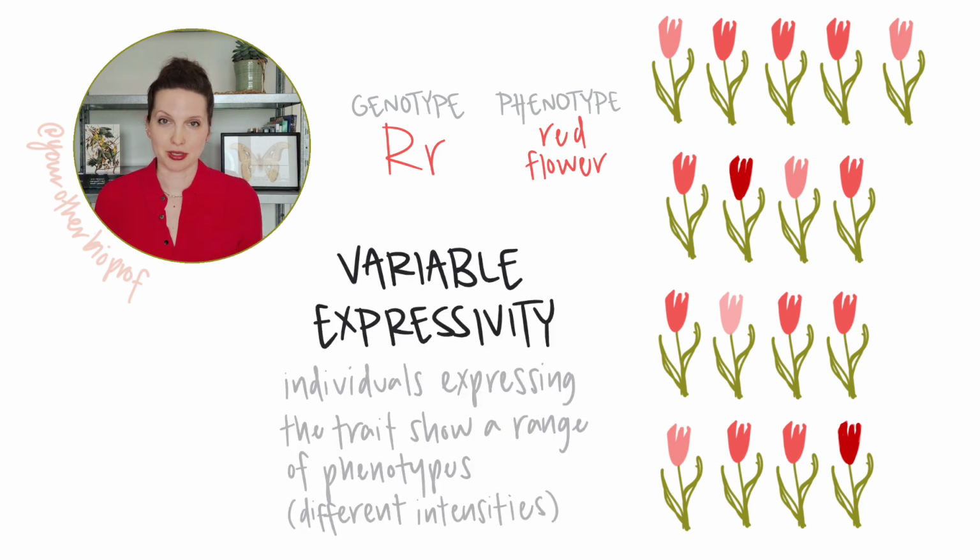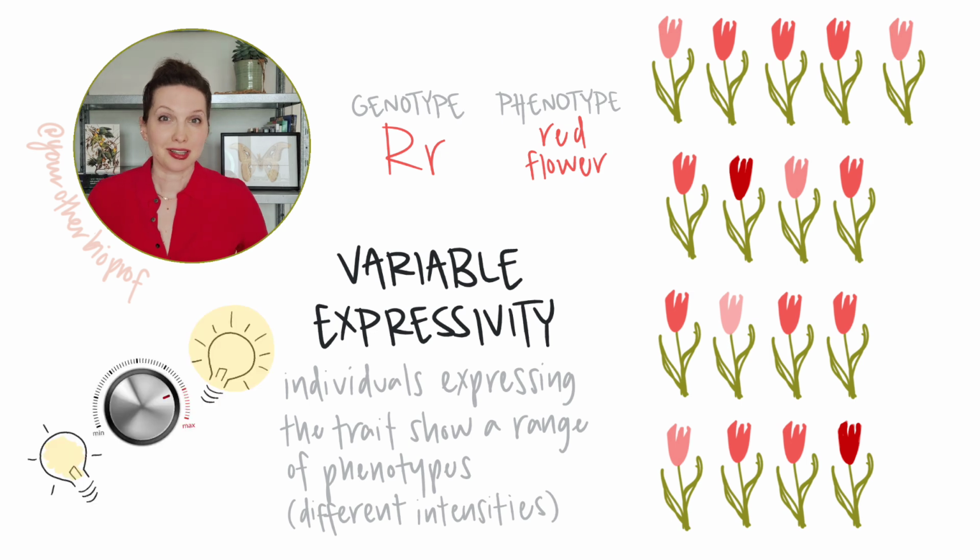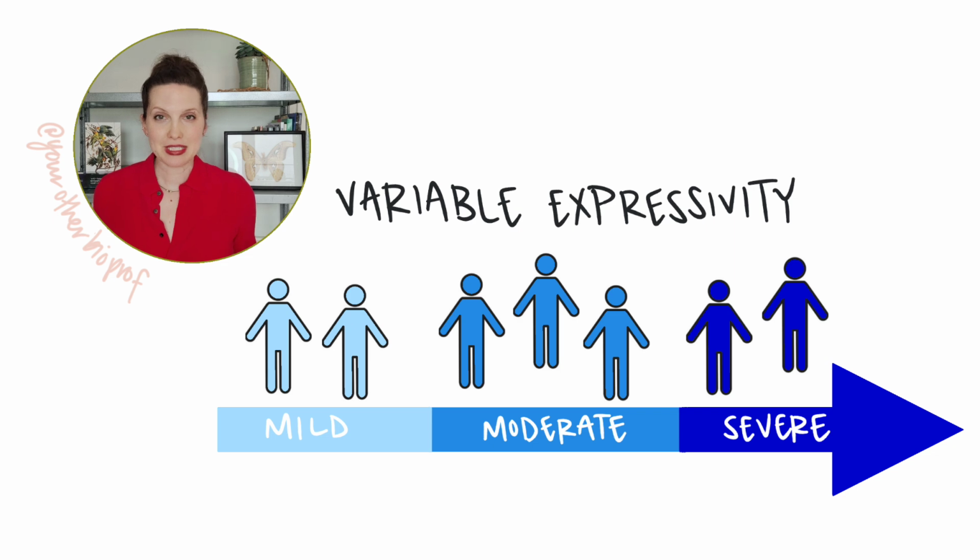That's variable expressivity. With variable expressivity, the phenotype is expressed. The flowers aren't white, they're red. But the degree to which the phenotype is expressed, how intense that red is, the range of reds, is varying between individuals. So here, the light's on, but how intense is it? For a disease phenotype that shows variable expressivity, individuals with the same genotype could show mild, moderate, or severe forms of that disease.